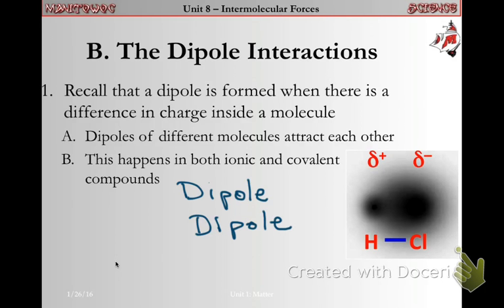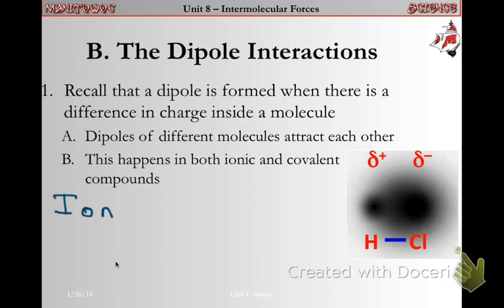Okay. Again, to be specific, that's between two, let's say, covalent compounds. Okay, two covalent. Now, the other side of the dipole interactions would be something called an ion-dipole interaction. So let me write that over here. This is an ion-dipole interaction.